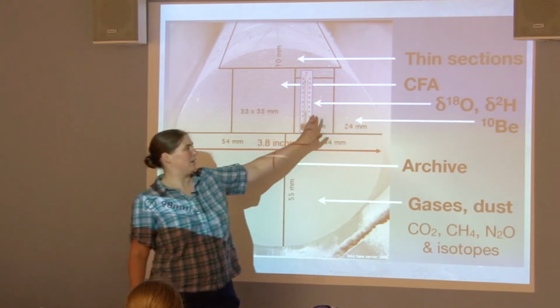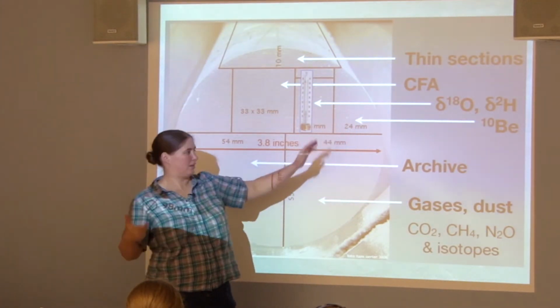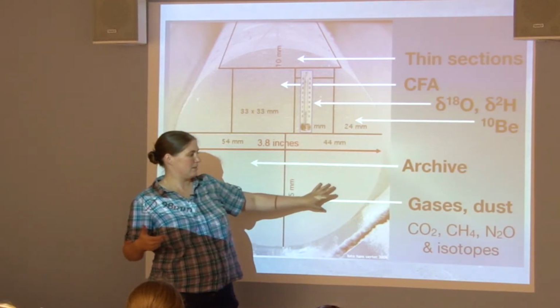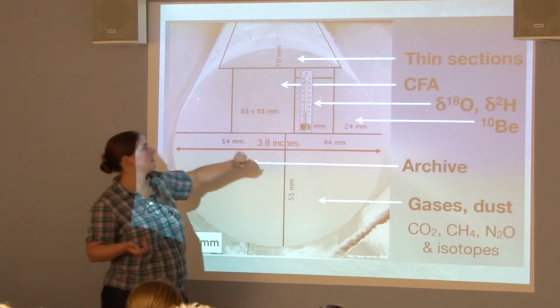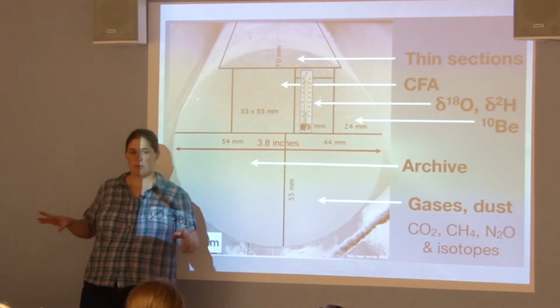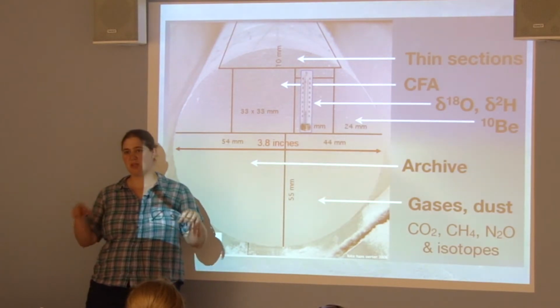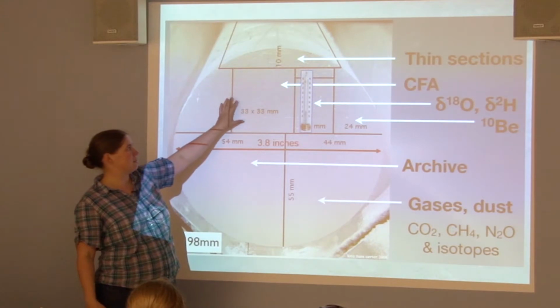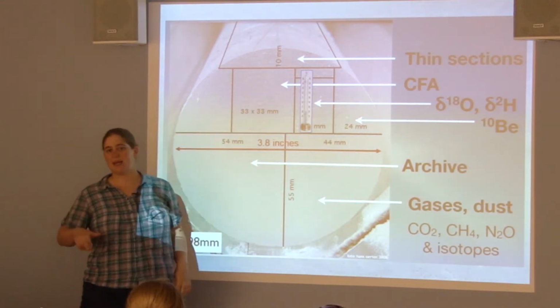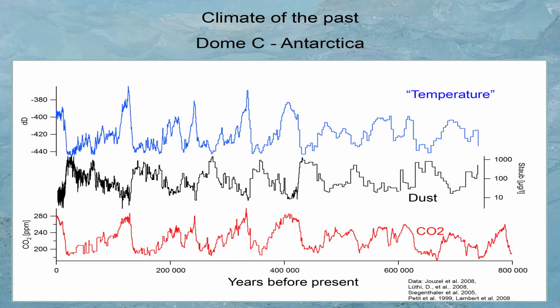So this is like oxygen isotopes. Beryllium-10 is for solar activity and the geomagnetic field. Gases, dust, CO2 are the greenhouse gases. Thin sections are for physical properties, for the bubble size, bubble distribution, crystal distribution, and so on. And CFA, continuous flow analysis, is for major ions and other impurities that are in the ice core.